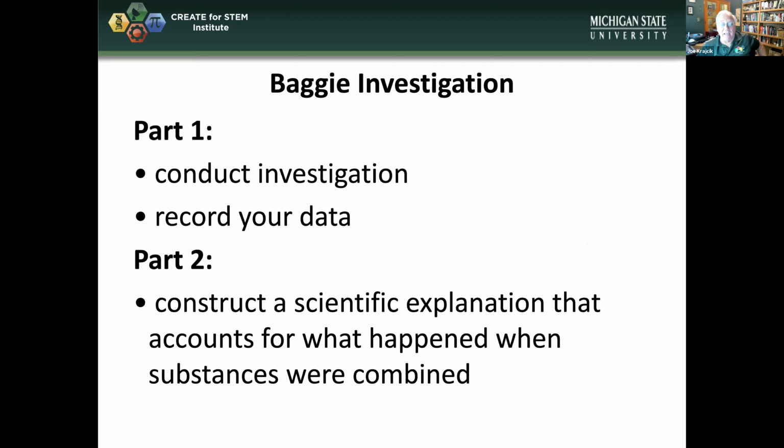So we're going to do the Baggy investigation. Hopefully you haven't seen it. I've been doing it for many years, but I really like it because it's a nice figuring-out process. So we're going to conduct an investigation, record some data, and then I'm going to get you to construct a scientific explanation. Again, if we were together, I'd have us work in teams collaboratively, but we'll just take a few minutes to do this on our own. I'm once again going to ask, if you can't see what I'm doing, put it in the chat so that I can be clearer in showing it to you.